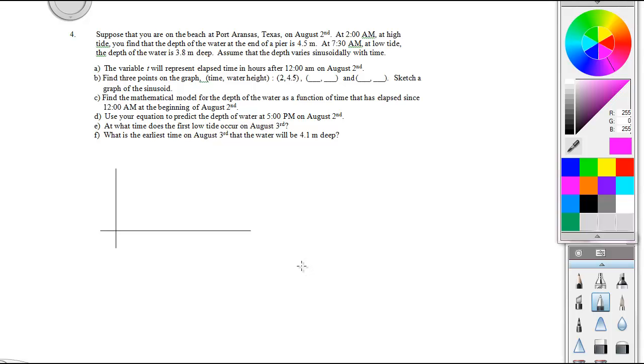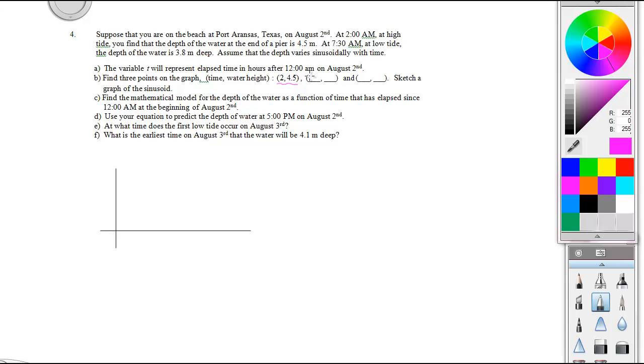So this is problem number 4 on the 6/11 homework on the tides. And there's a mistake on the handout in this first point. It should say 2, 4.5, but on yours it says 2, 3.8. So I'm not going to do much help for this, but I wanted to make sure that you knew that I did have that error on the sheet.